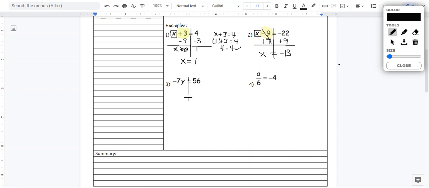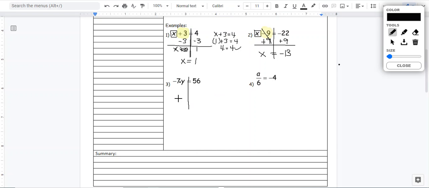All right, now let's take a look at multiplication and division. Remember that when you have a number right next to a variable, it is multiplication. So even though you see a negative sign, this is actually negative 7 times y, because what we're looking for is what is in between the number and the variable. Here, number and variable, there's a plus in between. Here, number, variable, there's a minus in between.